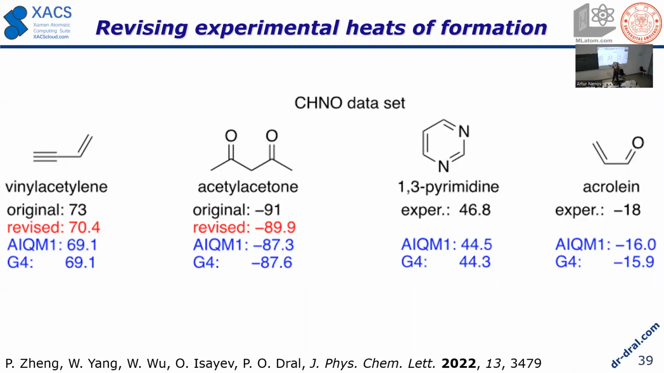So to check it, we checked some other data sets, and we found that the revised value recommended by experiment is 70.4, which is better and in closer agreement to our values. And I just need to mention that these values were used before for parameterizing the empirical method. So these errors were inherited by the empirical method. Now we can fix and identify this error.